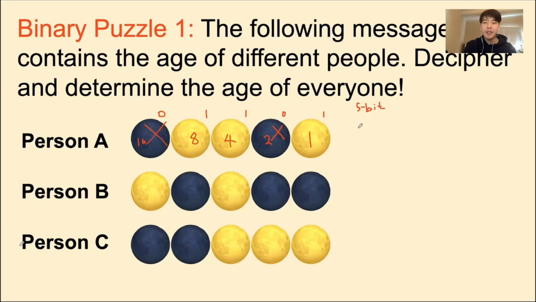So guess what? Person A is what? You just add them up. 16 you don't add because it's off. 2 you don't add because it's off. But 8, 4, 1, you add them, you get 13. So that means person A is 13 years old, okay?